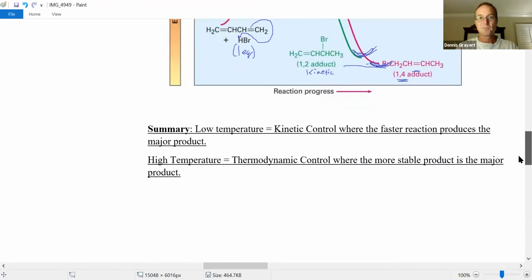Cool. Summarize that up. Low temperatures, kinetic control: fast reaction gives you a major product. High temperatures, thermodynamic control: that's where the more stable product is the major product.